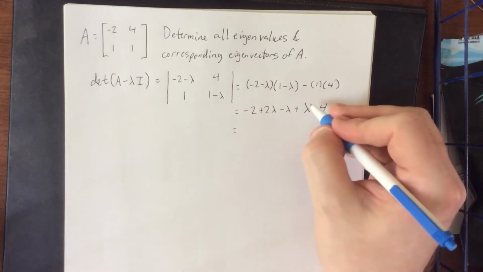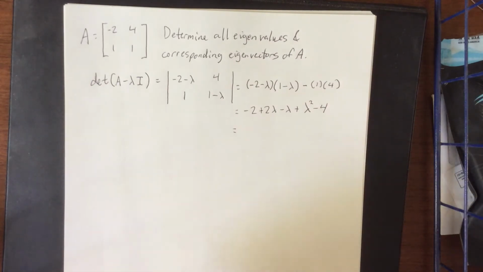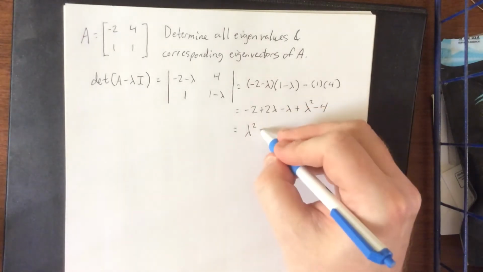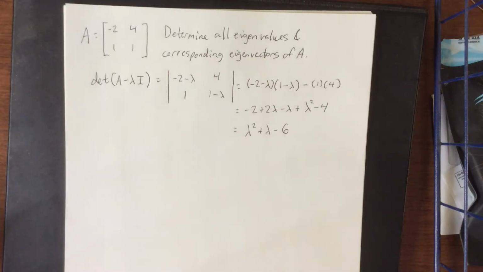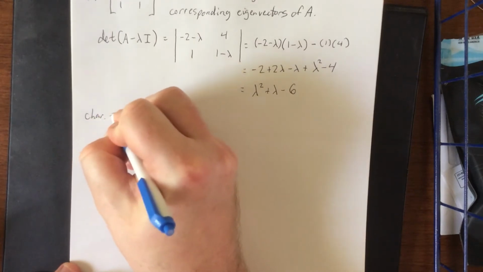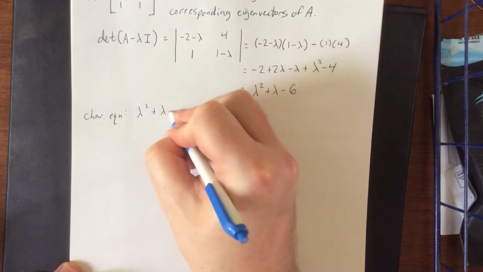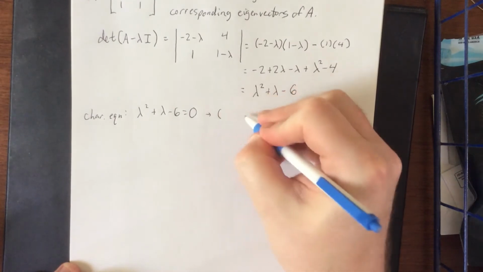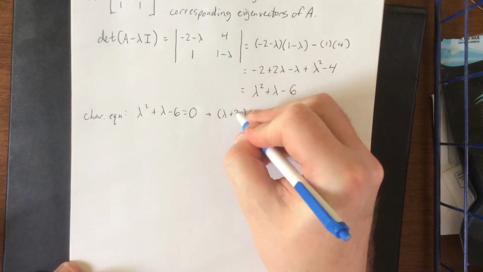Combining all of our like terms and remembering to actually write down the square on the lambda squared, and then rearranging so that the polynomial is in descending order, we will get lambda squared plus lambda minus 6. Now the characteristic equation is what we get by setting this equal to 0. So the characteristic equation is lambda squared plus lambda minus 6 equals 0. Looks like this one's going to turn out pretty nicely because this does factor over the real numbers. We'll get a lambda plus 3 and a lambda minus 2.